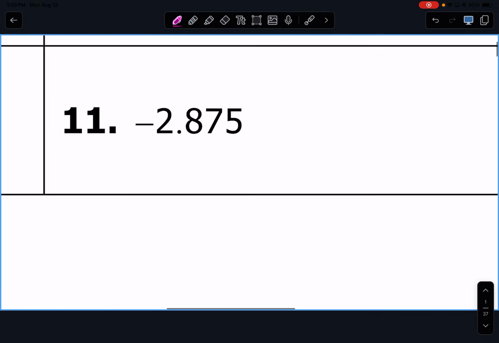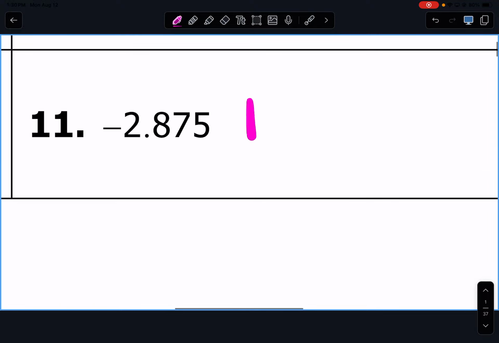What about this one? We know it's real. It is rational because it's a decimal that stops. Anything else? Can an integer be a decimal? No. So can that be an integer? No, it cannot.